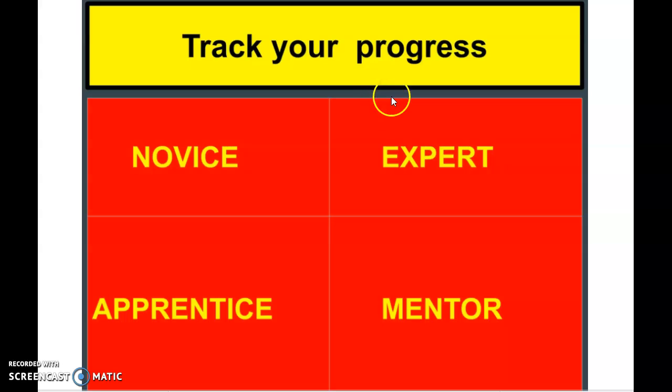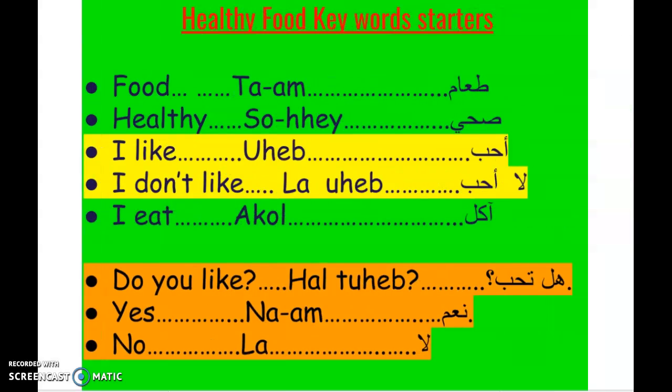We've been tracking our progress, and we all started with novice. So I'm hoping we are now on apprentice, and I know many of my awesome 6th graders are on expert. But the new vocabulary word we're going to look at, of course, we will all begin at the novice level.